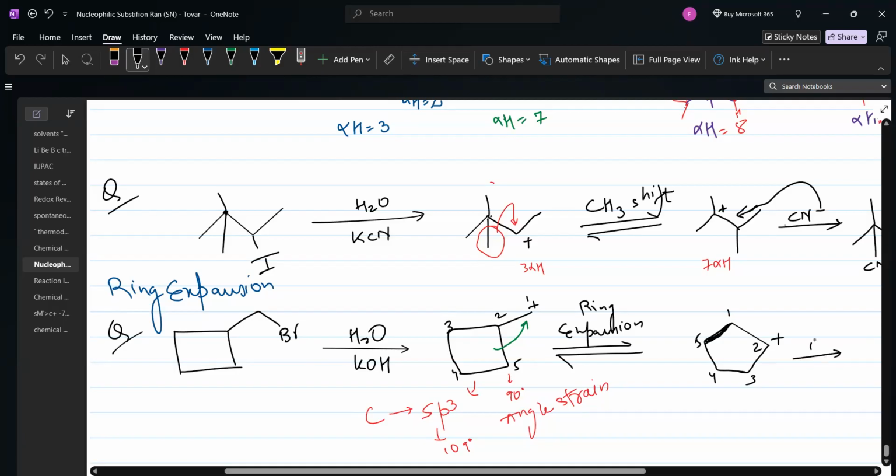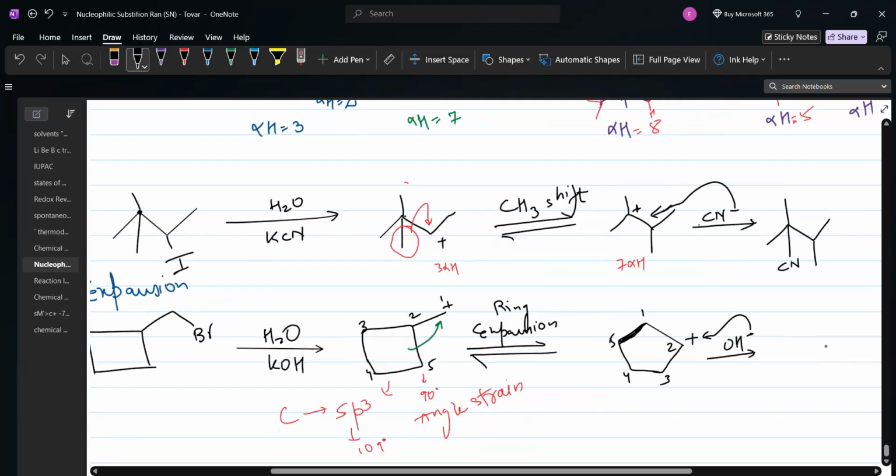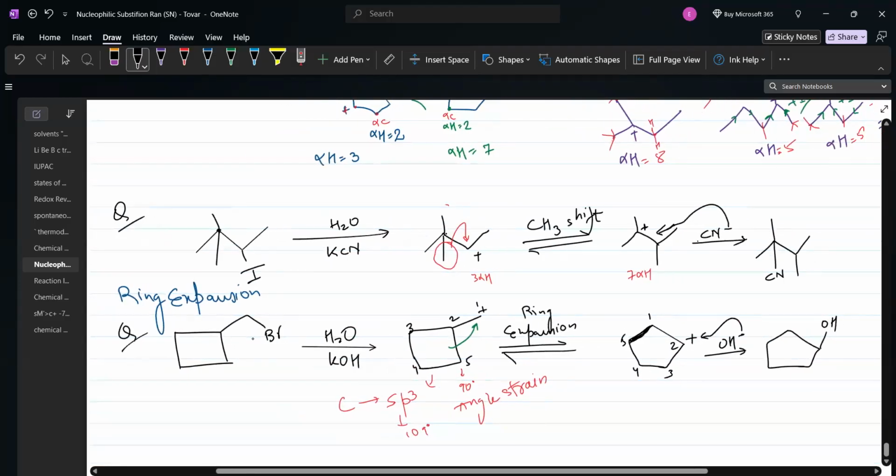Now obviously OH minus will attack on this positive charge, and we will be having this structure, OH. Got it, everyone? Or if you have a doubt in any step, just let me know.